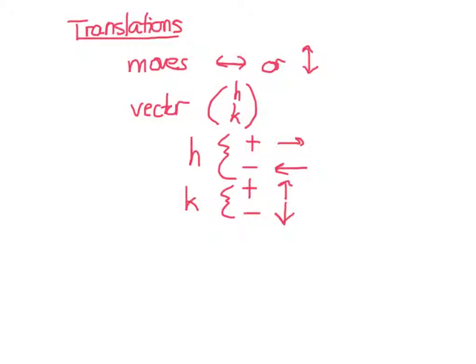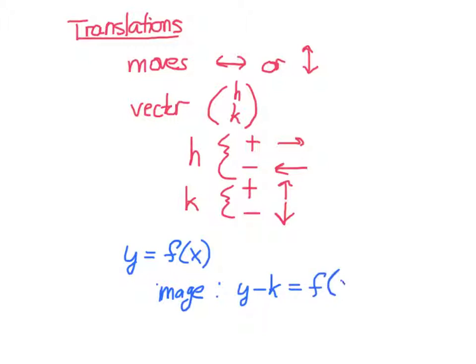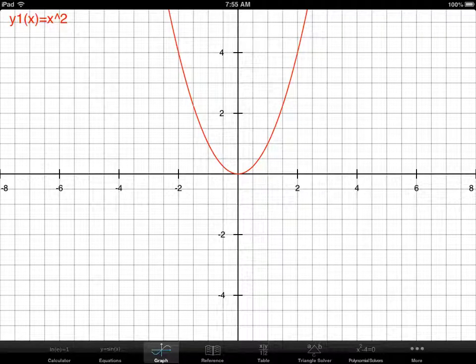So if we have our original function, we're always going to start with y equals f of x, and f of x can be anything. Our image equation, or the transformed equation, is going to incorporate the vector components h and k. This is the transformed equation: y minus k equals f of x minus h. And this is the transformation equation that we need to remember for translations. So let's take a look at some examples of translations.